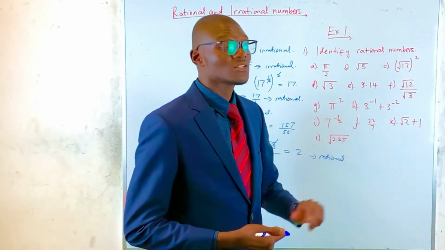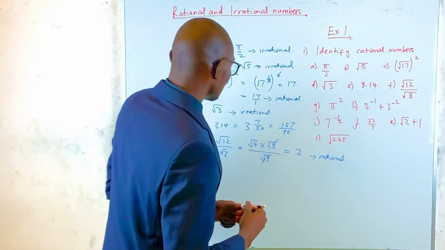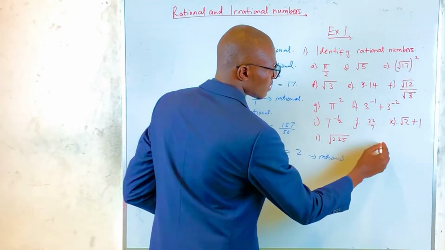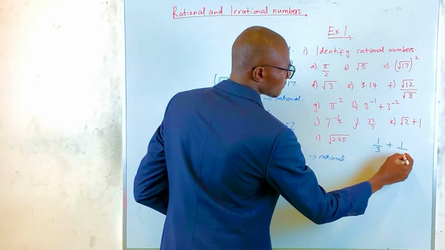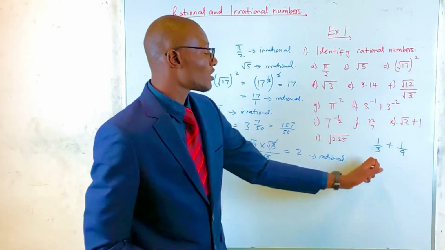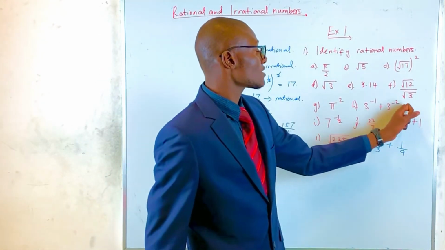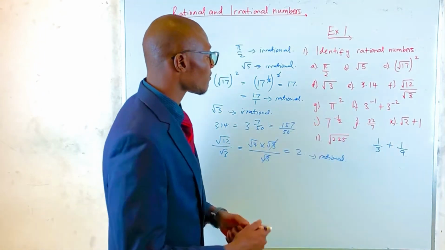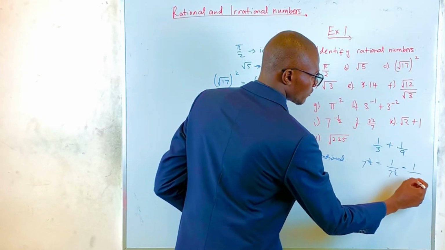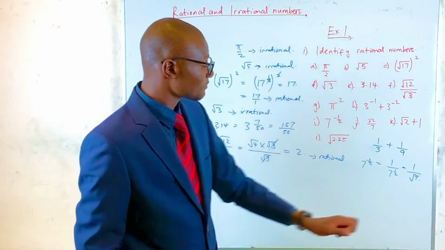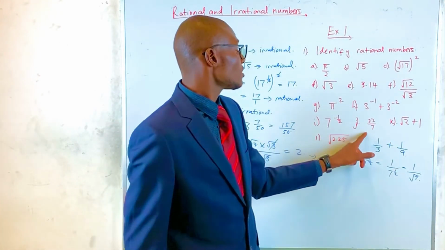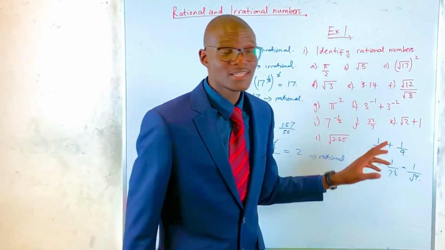Then 3 to the power of minus 1 plus 3 to the power of minus 2. Applying the laws of indices, 3 to the power of minus 1 is the same as 1 over 3, plus 3 to the power of minus 2, which is the same as 1 over 3 squared, which is 1 over 9. If we carry out this addition, we still get a fraction, so this is a rational number. Then 7 to the power of minus half is the same as 1 over 7 to the power of half, which is 1 over root of 7. Root of 7 won't give us an exact number, which implies that this is irrational. Then 22 over 7 is already a fraction, so this is a rational number.